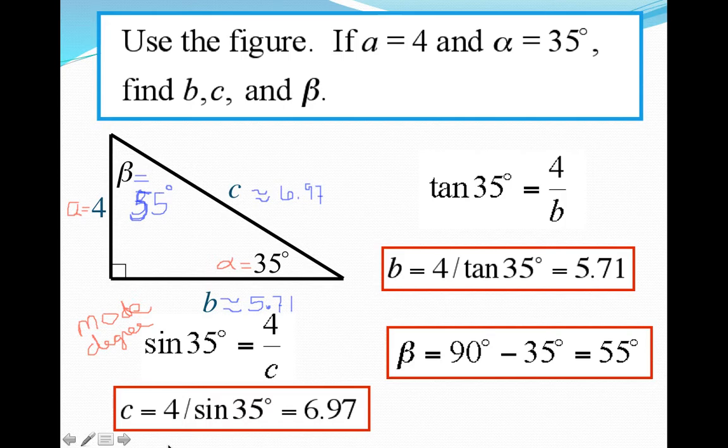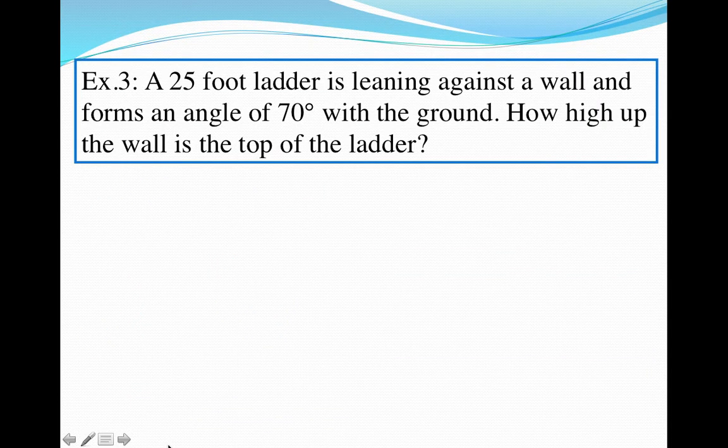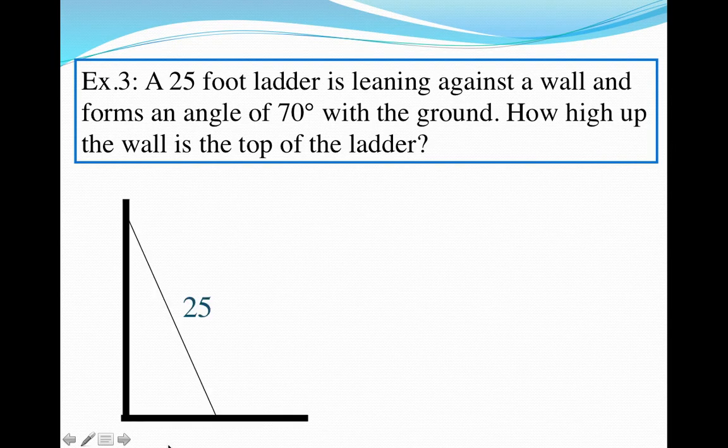Solving a right triangle. Okay, example 3. A 25-foot ladder is leaning against a wall and forms an angle of 70 degrees with the ground. How high up the wall is the top of the ladder? The first thing you should do here is draw yourself a picture. So here's my 25-foot ladder. It's leaning against a wall. It forms an angle of 70 degrees with the ground, and I want to know how high up the wall the ladder reaches.